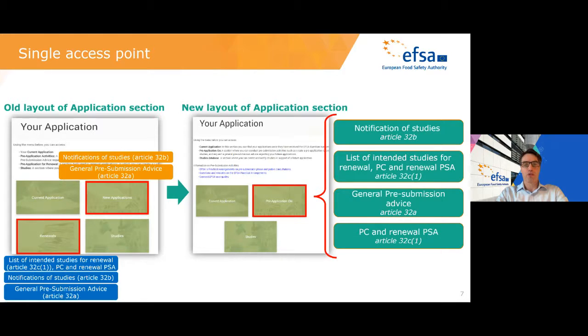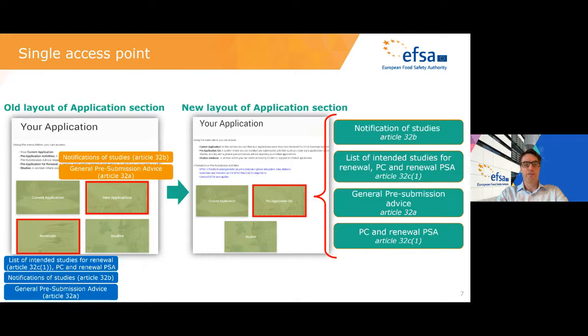The single access point was achieved by merging together the section for new applications, which prior to the changes hosted notifications of studies according to Article 32B and General Pre-Submission Advice, Article 32A, and the section renewals, which provided an umbrella for list of intended studies for renewal according to Article 32C1, public consultation, renewal pre-submission advice, general pre-submission advice, and notification of studies according to Article 32B. On the new layout, we now call this section simply pre-application IDs.